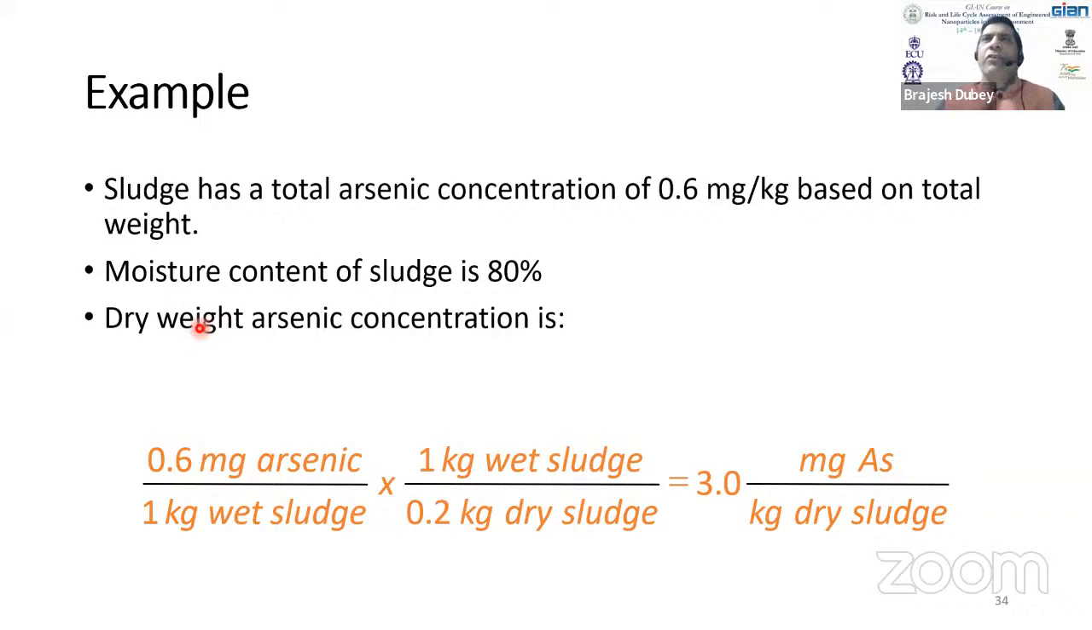Now, why dry weight? Because all the soil standards are based on dry weight, because the moisture content can vary from one soil type to another. So they work on a dry basis. So here you get from 0.6 milligram arsenic per kg of wet sludge, about 3 milligram arsenic per kg of dry sludge. So that's 3 mg per kg of dry sludge. As you can see, from 0.6 it became 3, and this is what you will compare it with. If you want to use the sludge for any application in soil, that becomes your basis for comparison.